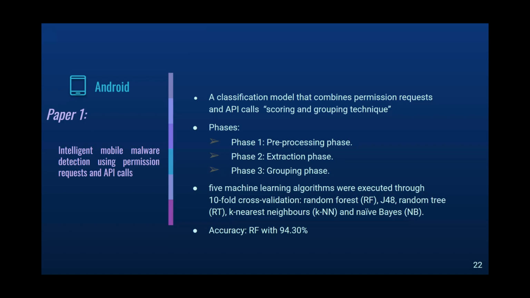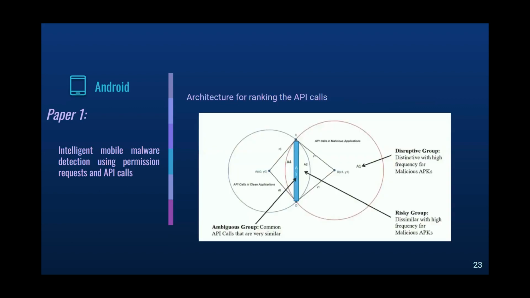Then he started to study them to see which API calls are found in both, or which are found in malicious more than benign. Or he found that there are some API calls that are found in malicious samples only and never seen in benign. That was his grouping technique: ambiguous, risky, and disruptive.